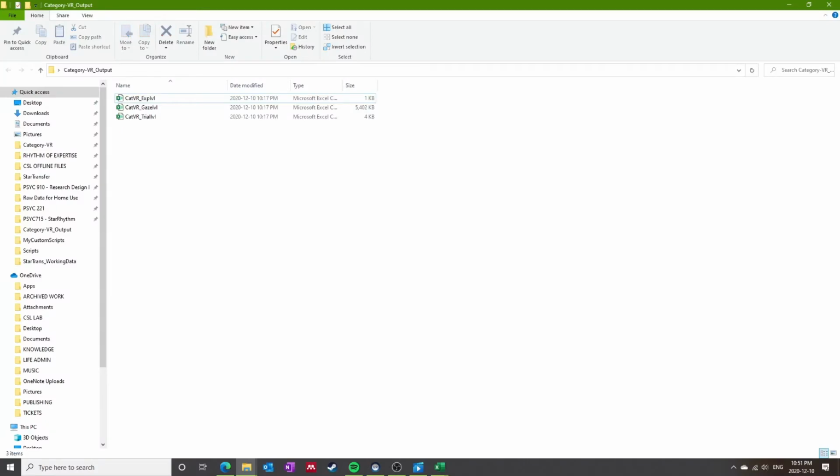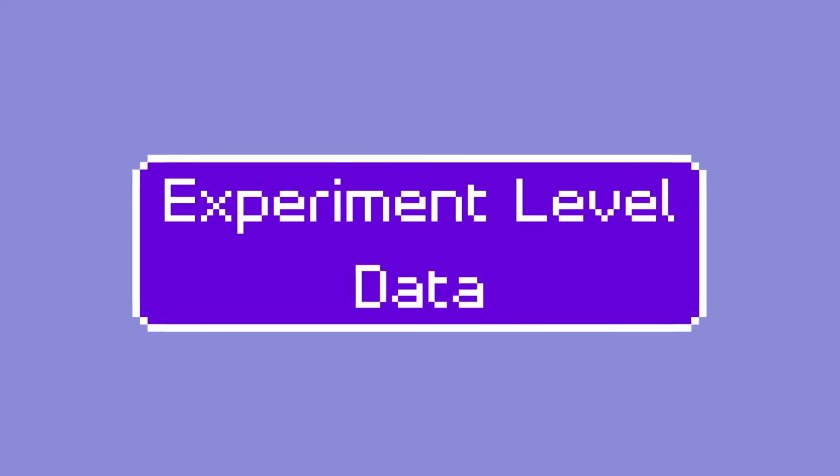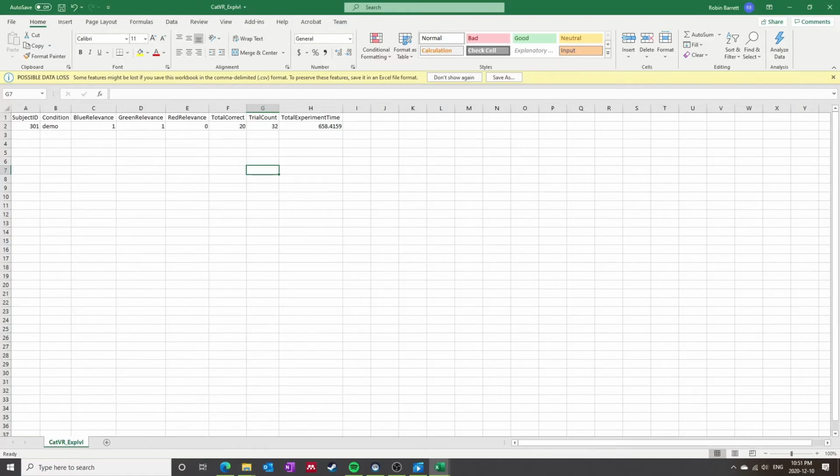Following the completion of the experiment, the researcher can then explore the data through 3 different levels. The first of these that we're going to look at is the experimental level. At this level, there's going to be 1 row per participant that gives you general overview information about what that person did, the accuracy of their performance overall, and the time it took them to complete the experiment.